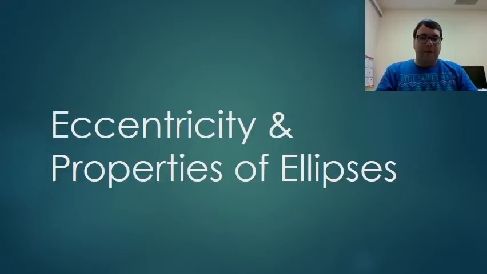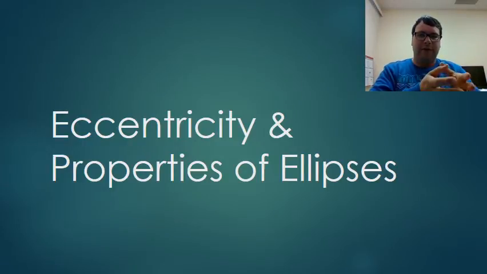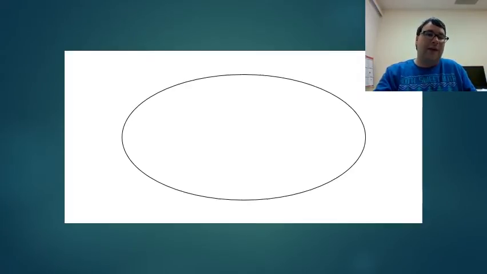Okay, so we are going to talk about eccentricity and properties of ellipses. If you think about what we're really dealing with in terms of orbits, planetary orbits, satellite orbits, etc., we're looking at elliptical motion. Kepler's first law actually told us we're not orbiting in circles, we're orbiting in ellipses. Well, the first thing that we need to do is look at an ellipse.